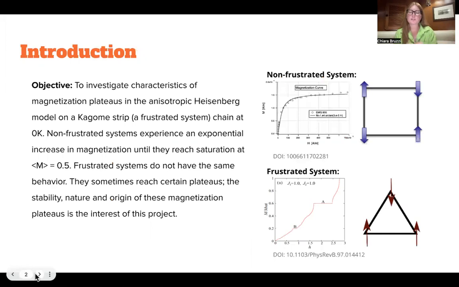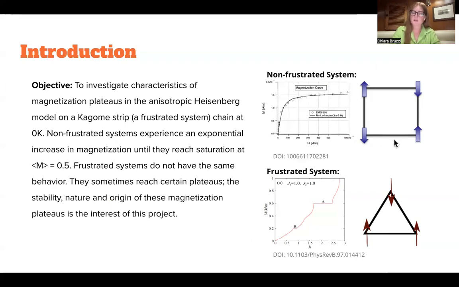So to start off with a little bit of an introduction of my project, I'm looking to investigate the characteristics of the magnetization plateaus in the anisotropic Heisenberg model on a Kagome strip chain at 0 Kelvin. This is a frustrated system, which, as you can see from the figures, means that not all of the electron spins are balanced out, so it can't reach the lowest energy level.